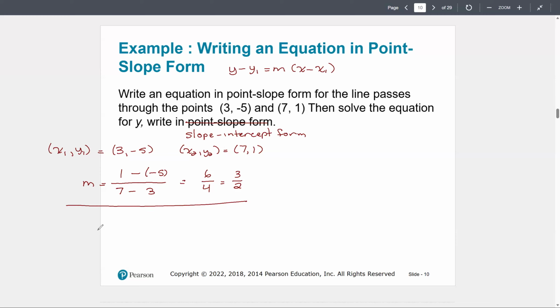So now I can use my point slope form. So I got y minus y1 equals m times x minus x1. All right, so like I said, I could pick this pair of points or this pair of points. I just happen to label these ones my x1, y1, so I'll just use them. So I'm going to have y minus my y1, which is going to be -5, again. And then my slope, we said, is 3/2. And then we're going to have x minus my x1, which is going to be the 3.